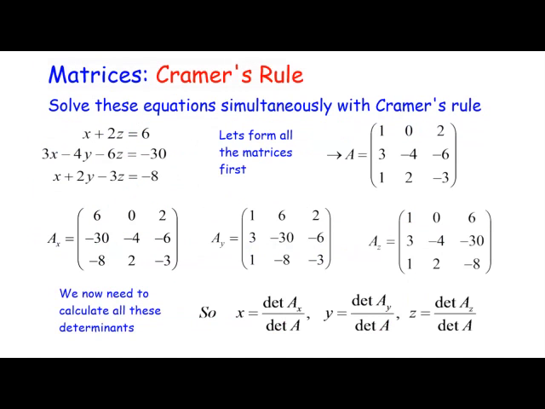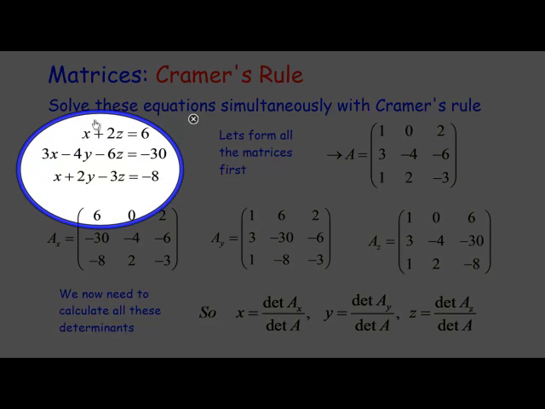Okay, so we're now going to look at an example: 3 equations in 3 unknowns. Let's go back to the magic pen. This is our system we're going to try and solve.